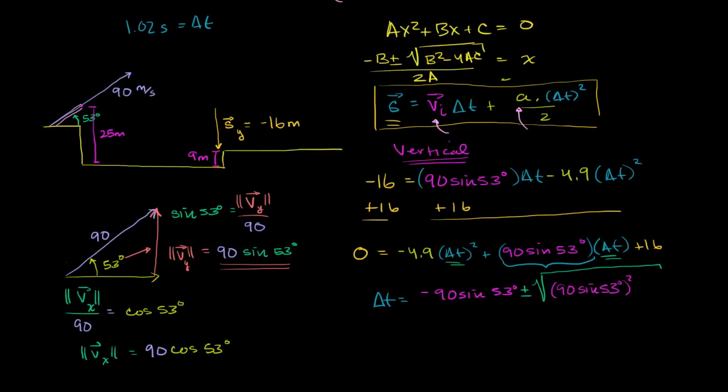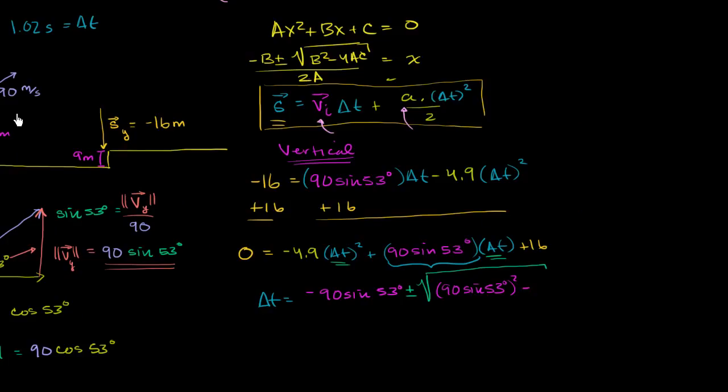We're going to run out of a little space. So minus 4 times a, which is negative 4.9. Well, let me just write negative 4.9 times c. C over here is 16 times 16. Let me put this radical all the way over here. All of that over 2a. So a is negative 4.9. 2 times a is negative 9.8. So now we can get the calculator out to figure out our change in time.